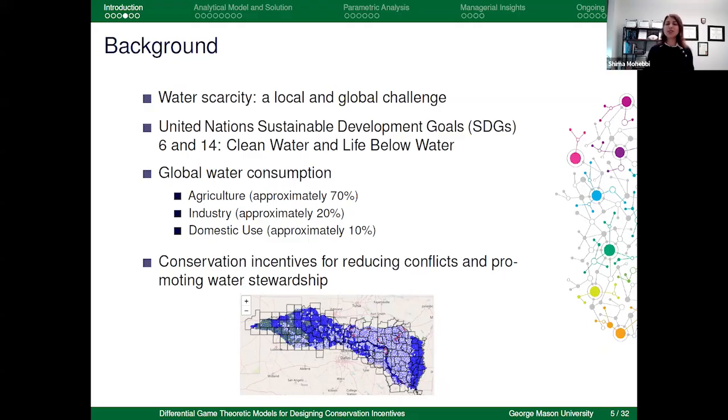Agriculture is the largest consumer of water, accounting for approximately 70% of the world's freshwater resources. And in this context, water conservation incentives are recognized as a critical strategy for reducing conflict among water users and promoting responsible water stewardship. To put this into perspective, here you can see the Red River Basin Network located across Texas and Oklahoma in the US.